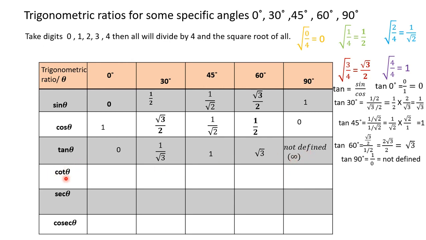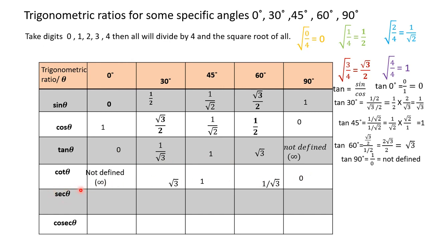Now come to the cot theta values. For writing the values of cot theta, again we write the values of tan theta in reverse order. That is, tan 90 degree is cot 0 degree, tan 60 degree is cot 30 degree, tan 45 degree is cot 45 degree, tan 30 degree becomes cot 60 degree, that is 1 by root 3, and tan 0 degree becomes cot 90 degree, that is equal to 0.